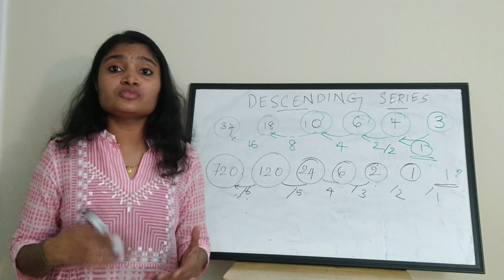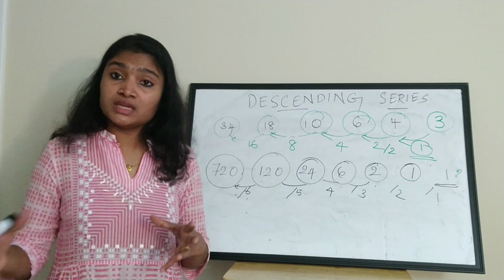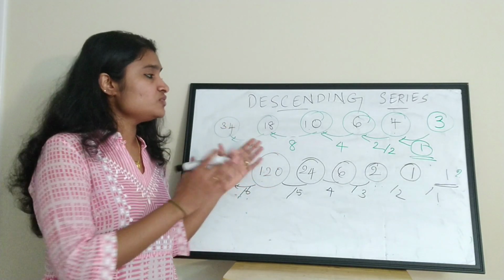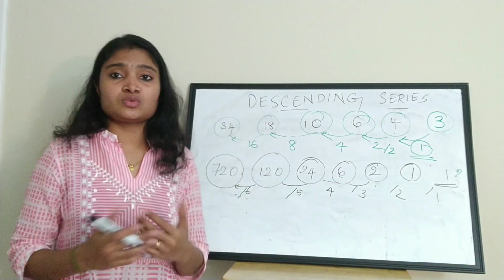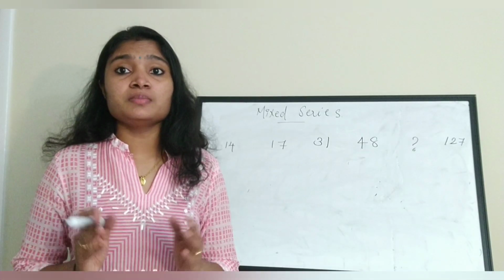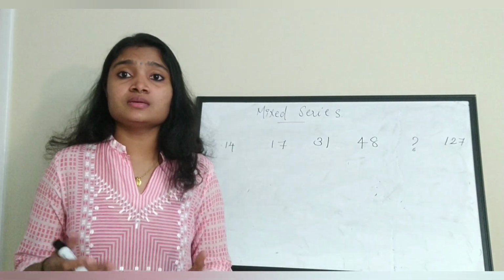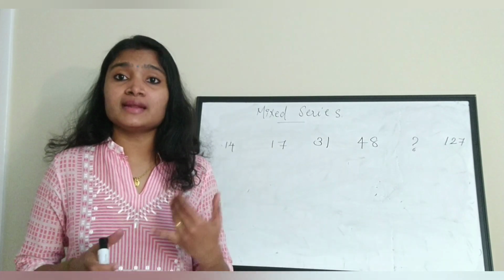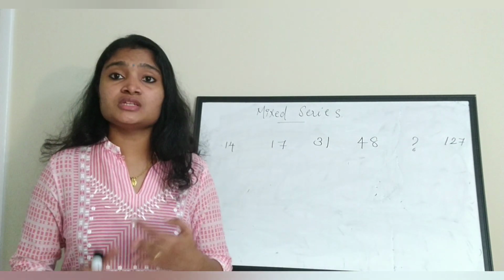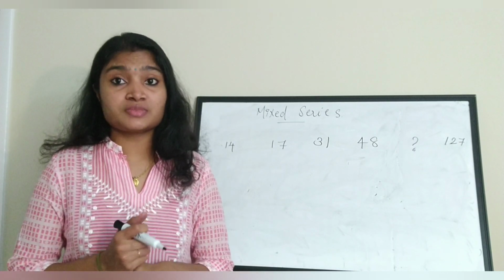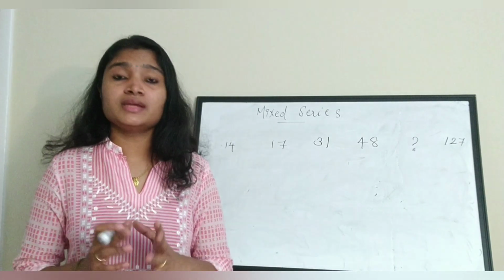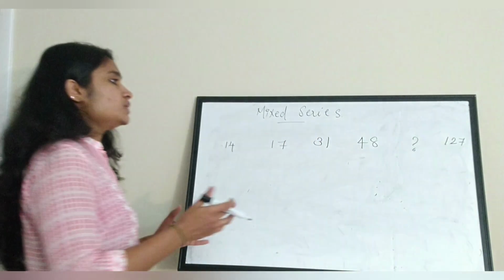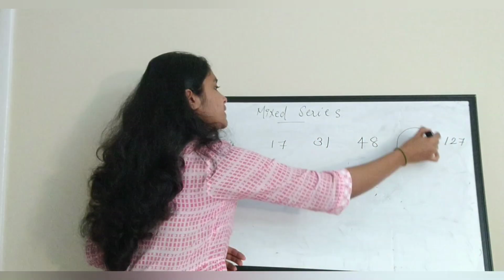There are also a lot of complex questions in which a combination of numbers will be divided or subtracted from the numbers. But generally, if you see the simple questions, it will be like this only. Another type of number series is the mixed number series. In the mixed number series, the series is formed by either addition, subtraction, multiplication, division, or by adding or subtracting squares or cubes or anything. So this is actually a mixed number series and we have to find the number in the middle.